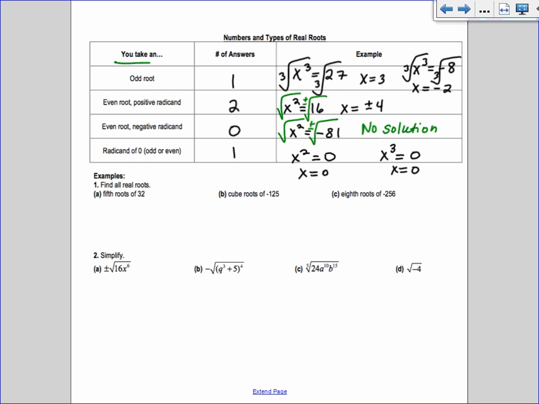So if you have a square root of a negative number, you're going to have no answers. If you have the square root of a positive number, you're going to have two answers. Cube root, fifth root, whatever, you're going to have one answer.